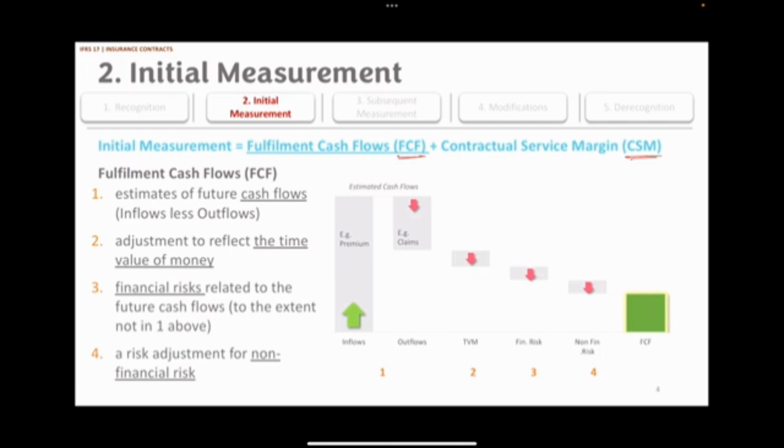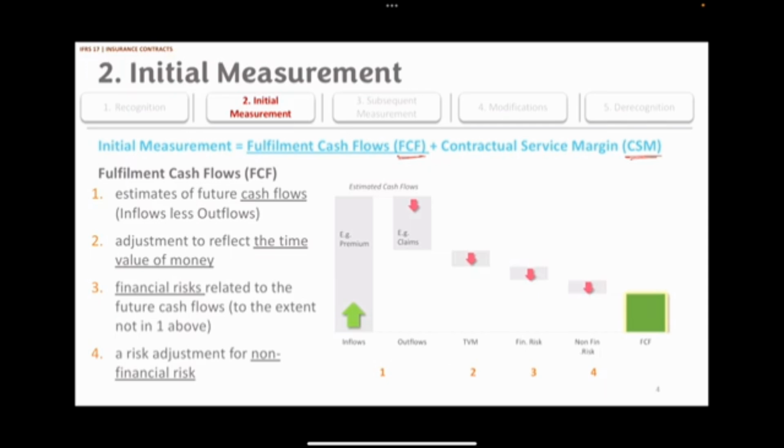Let's begin with fulfillment cash flows. Fulfillment cash flows are the net cash flows expected from a group of insurance contracts, adjusted for time value of money, adjusted for financial risk and non-financial risk.